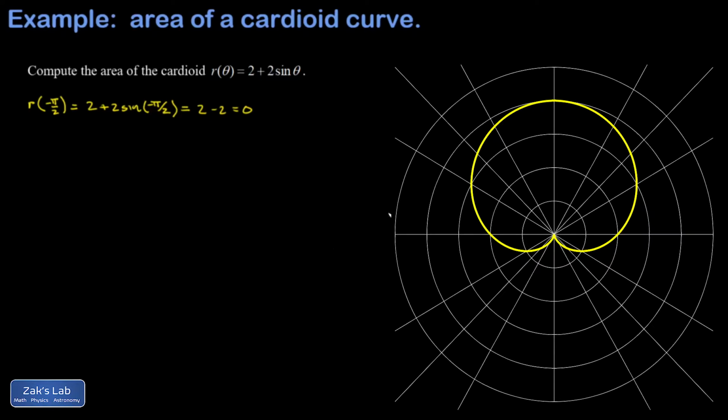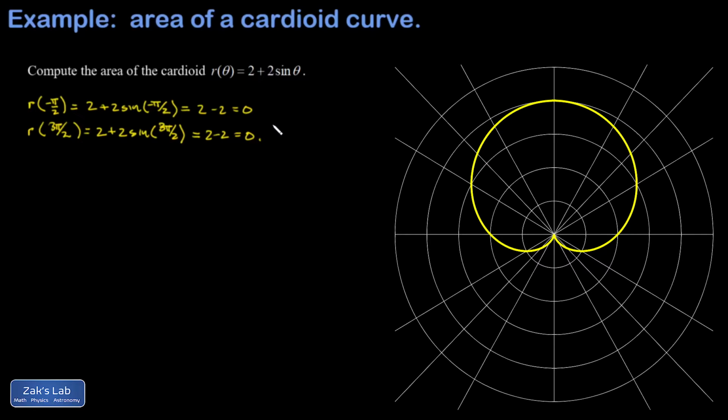Then our area animation terminated at theta equals 3 pi over 2. That's when we get back to the origin at that cusp. And again, it's simple to show that this works. I plug in theta equals 3 pi over 2, evaluate the sine function, that's negative 1, and again I end up with 2 minus 2, which is 0.